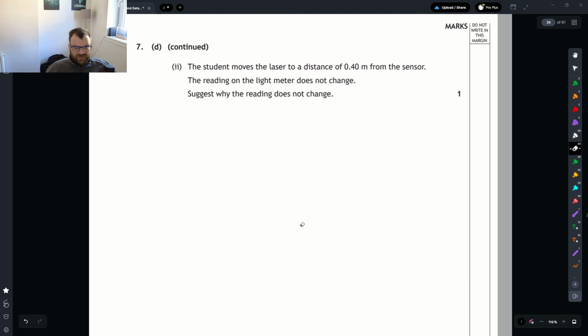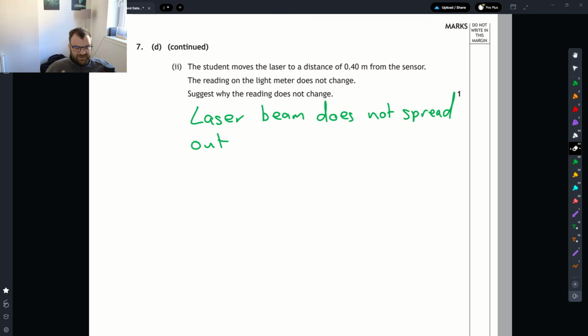So in this one, our laser has moved distance, but it hasn't changed. Well, that would be that the laser beam isn't spreading out. So that is that targeted light source. So it's not going to spread out for that, I would presume, because it only affects the ones that are spreading out. Non-diffuse is probably a better word for that.